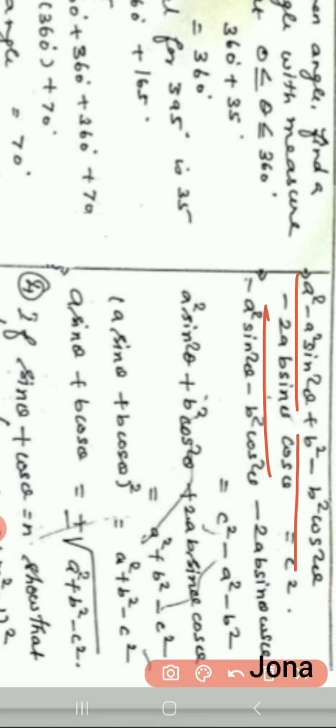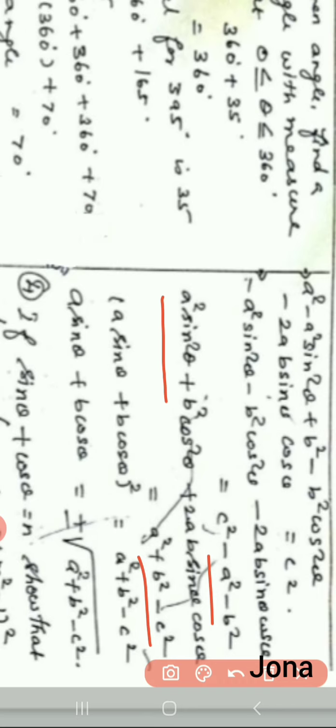Now here I want to take all the constants to the right hand side. So this A square and B square will go to the other side like minus A square minus B square. Okay, and then I want to change the symbol for everything. So the symbol will change for the whole equation. So this is A square sin square theta plus B square cos square theta plus 2AB sin theta cos theta equal to A square plus B square minus C square.